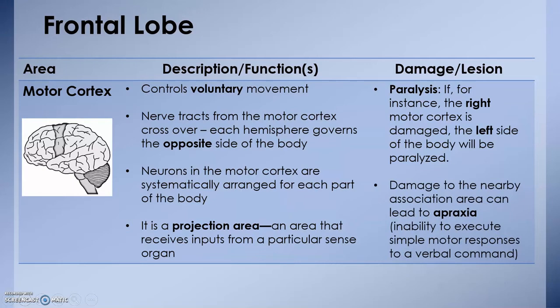Damage to the nearby association area, that is the association area that is near the motor cortex, can lead to apraxia, that is the inability to execute simple motor responses to a verbal command. So they are very simple motor responses, but you're not able to complete them.